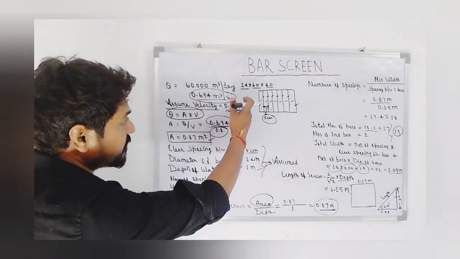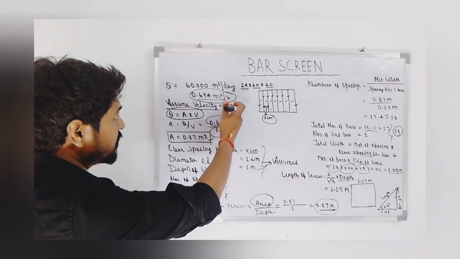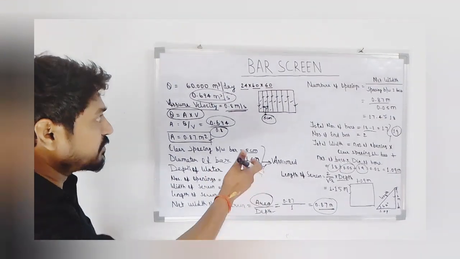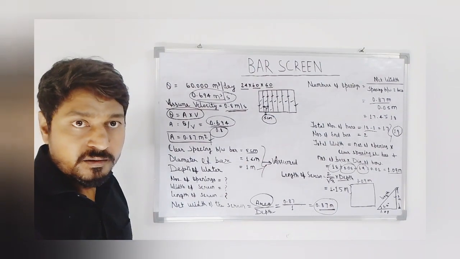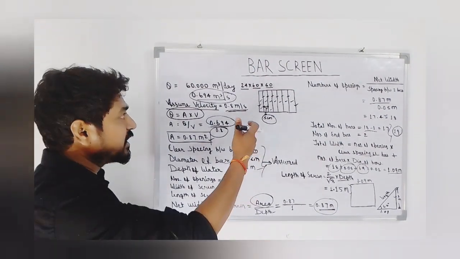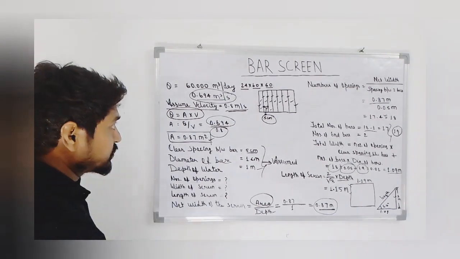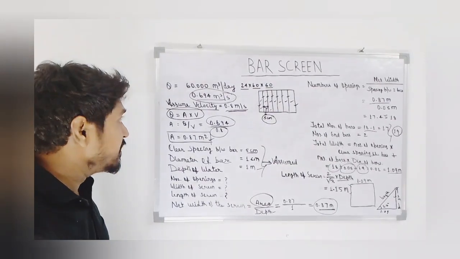So if you divide by 24, then you will get meter cube per hour. And again you will divide by 60, then you will get meter cube per minute. And again you will divide by 60, you will get meter cube per second. So this is the basic concept which is explained by me.